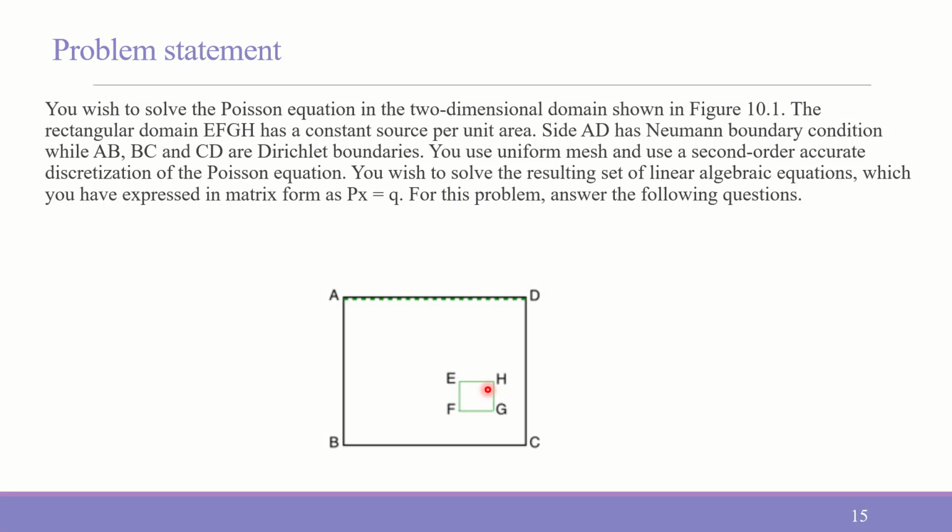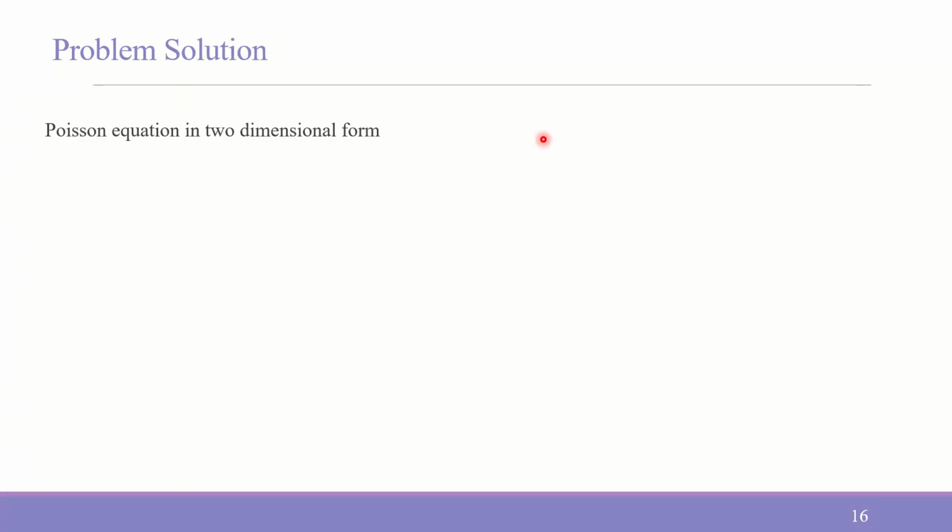We are not applying any boundary condition here in the inside domain, which has a constant source per unit area. If this were also a boundary, we would need to apply a boundary condition with regard to the question being asked. But in the question, it is clearly mentioned that the rectangular domain EFGH has a constant source per unit area. So we are not applying any boundary conditions.